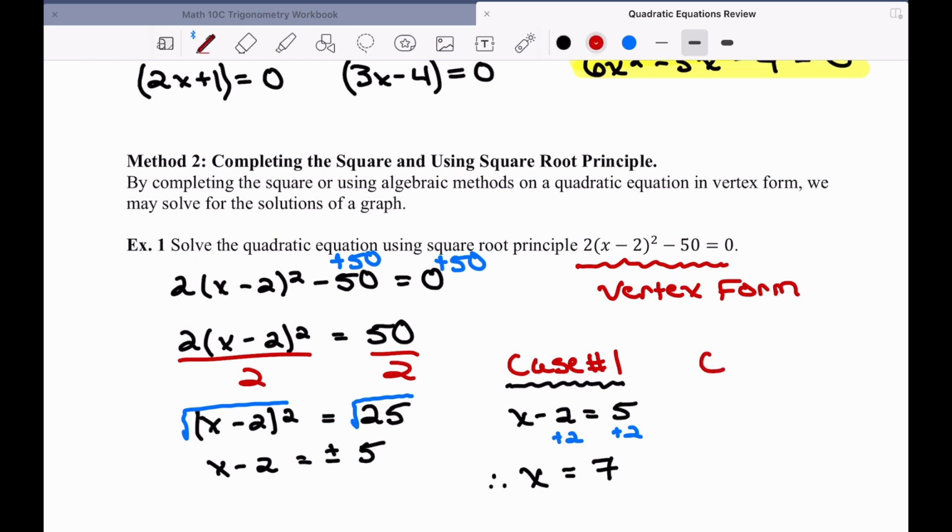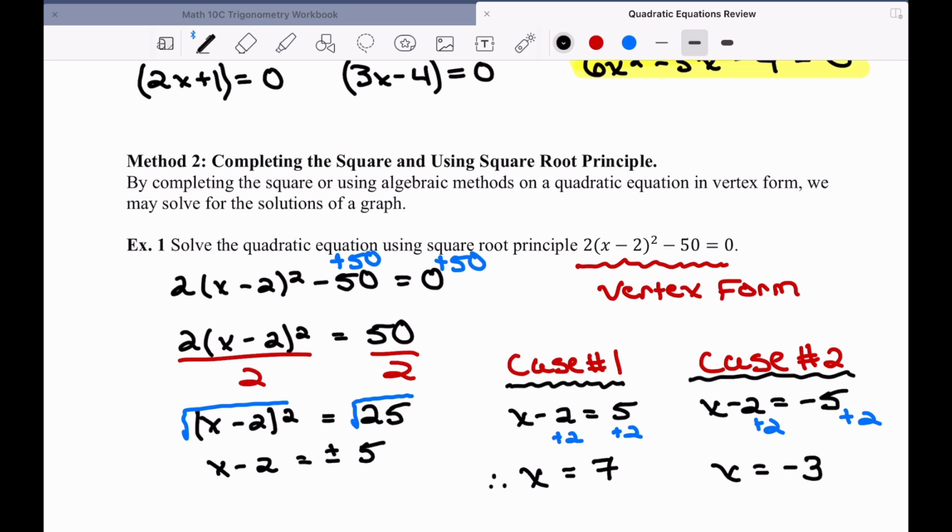Now, case 2 is taking the negative. Case number 2, we want to focus on the negative 5. So x minus 2 is equal to negative 5. And if I add a 2 to both of these sides, I'm going to be given x is equal to negative 3. So our second solution here is x is equal to negative 3. And so when they say solve the quadratic using the square root principle, they want you to isolate for x. And then in most cases, we're going to have to use the square root principle, which means we have a plus minus.